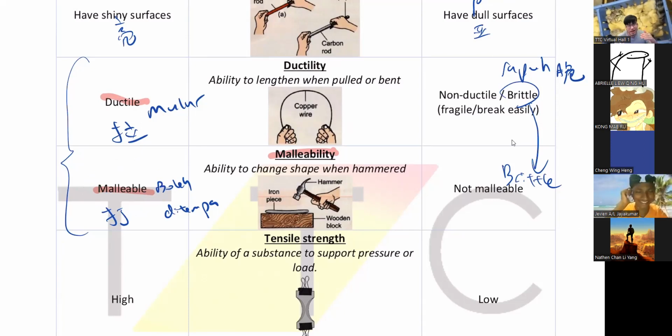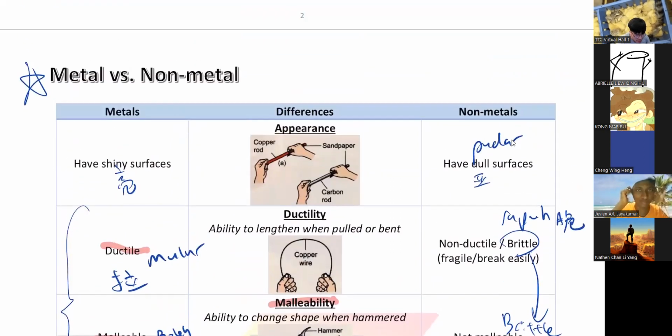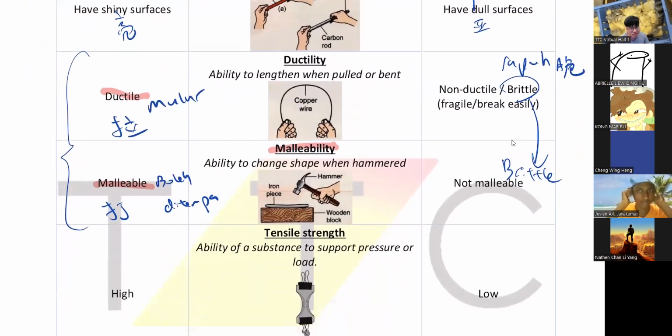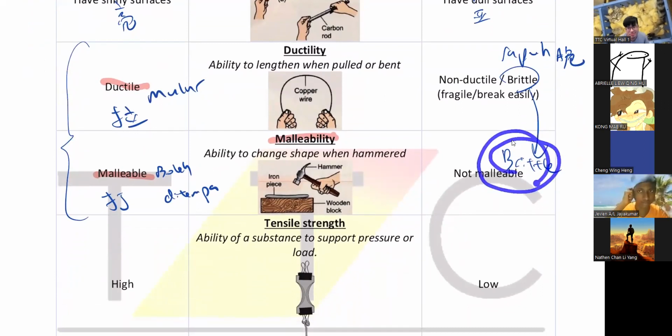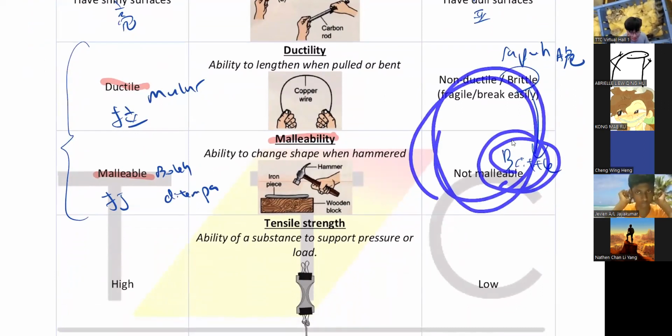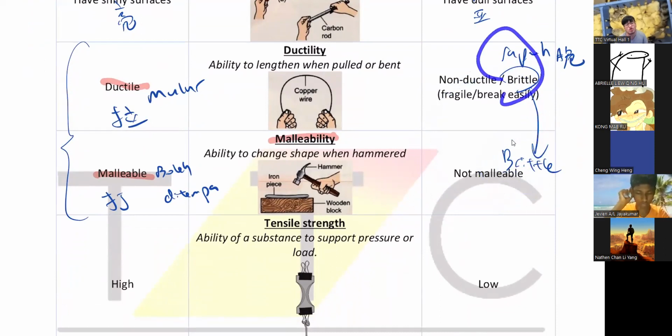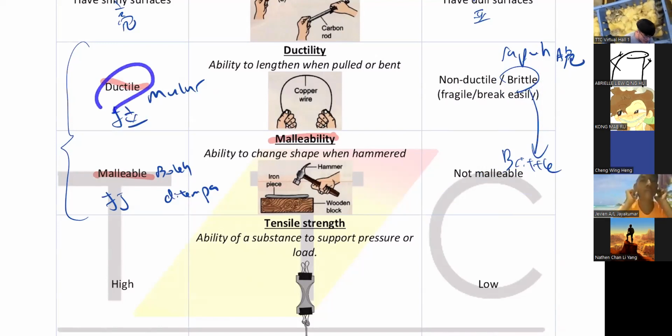So if you crash the bumper though, the bumper is a non-metal, right? Because most bumpers are made from plastic, so they will break because they are brittle. Okay, you can write brittle for both. Or we call it rapuh, 很脆. Rapuh or brittle. Okay, I expect the phrases out of you. Anyway, so this is ductile and malleable.